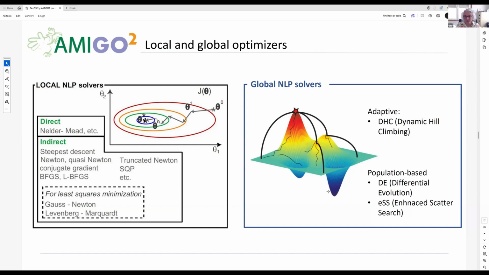And in this case, we also offer several possibilities. Currently, we have a dynamic hill climbing approach. We have differential evolution and enhanced scatter search, plus hybrid combinations of global solvers such as differential evolution with any of the local solvers we have incorporated in the tool. By the way, enhanced scatter search was also developed in the group in a work led by Julio Banga, and I'm sure he presented it when he presented AMIGO.